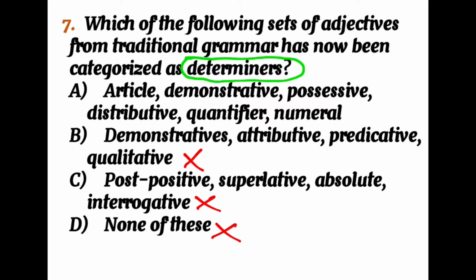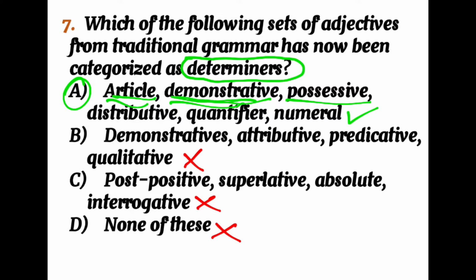Again, none of these is not correct because the first option is the correct option. Alpha option is correct. All these: articles, demonstratives (this, that, these, those), articles a and the, possessives (my, your, his, her, their). These are possessive adjectives, as they are called traditionally, but now we know they are determiners, as opposed to mine. My is a determiner and mine is a pronoun.